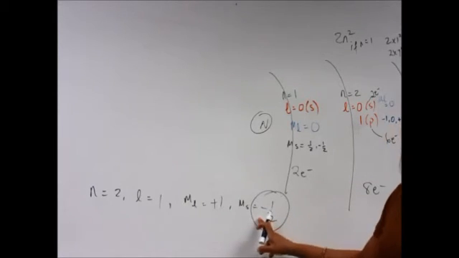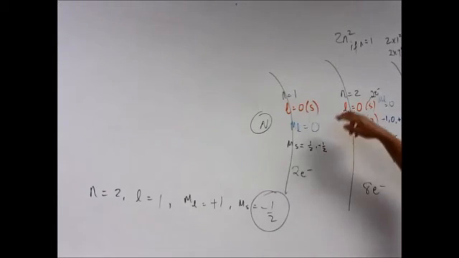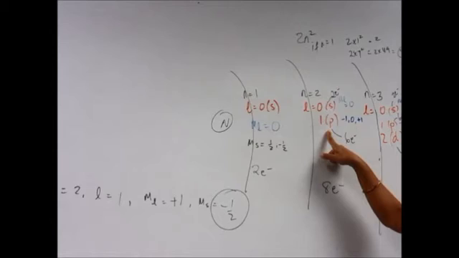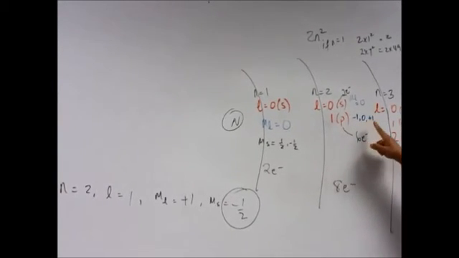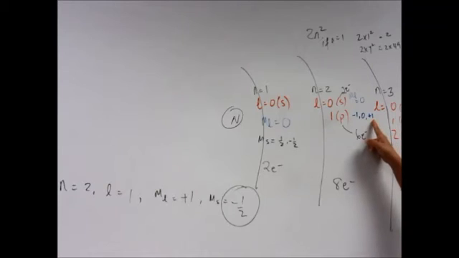Okay, where is that one electron? That electron exists in shell number 2. So that electron is in shell number 2 in a p orbital. Okay, which one is it in? It's in +1 and it has a minus spin. Okay, that's what I'm talking about. That's the address of that electron.